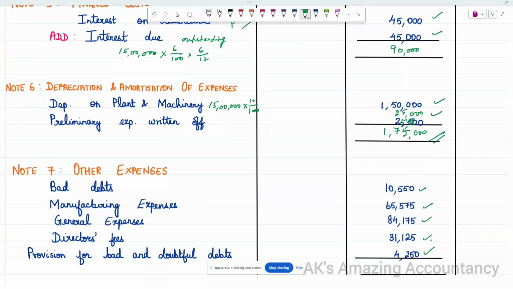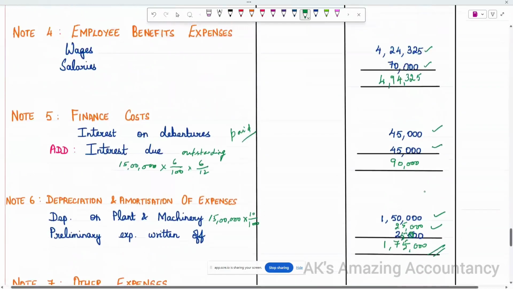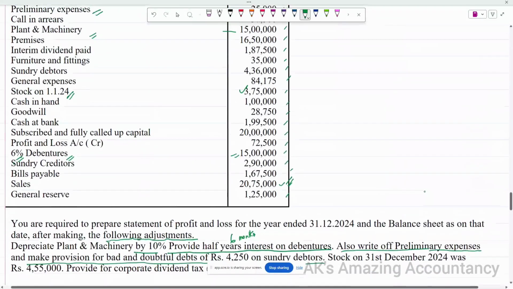I already told you whatever is given in the additional information will come once in the statement of profit and loss and once in the balance sheet. This 4,250 when you prepare the balance sheet will be deducted from sundry debtors in the balance sheet also. So it will appear also in the balance sheet. Okay. So these are the various items which will come under other expenses. You will be having bad debts, manufacturing expenses, general expenses. See the problem?